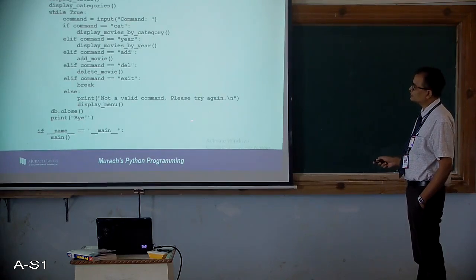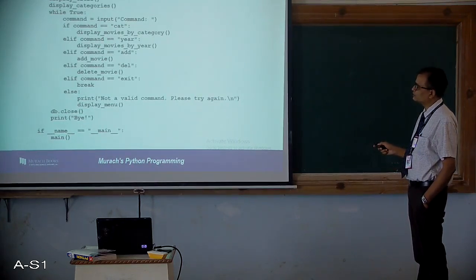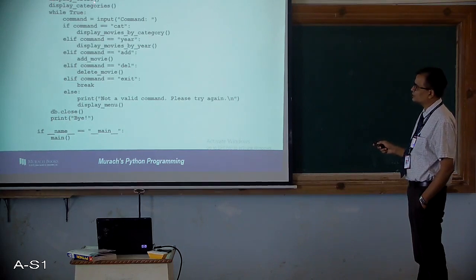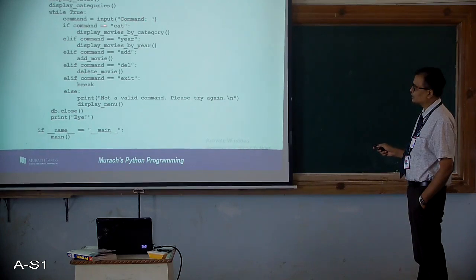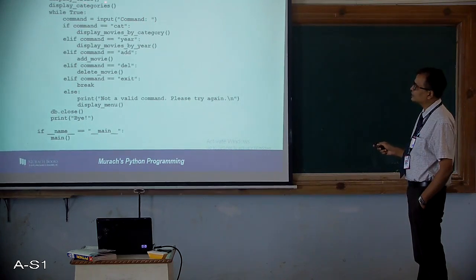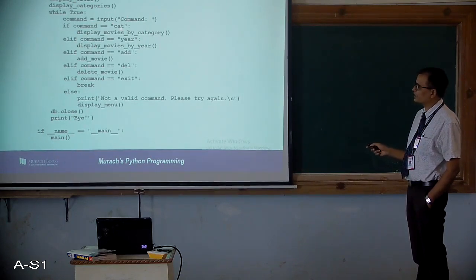And in the main function you can see what all we have done. We have written a main function, then db connect will get the connection, then this is to create a connection, then display title, display categories, then this one is an infinite loop, then command, we are asking the user to enter the command. Display title, display categories, actually it will display everything, and depending on the user's entry, if he enters CAT, then it is display movies by category.